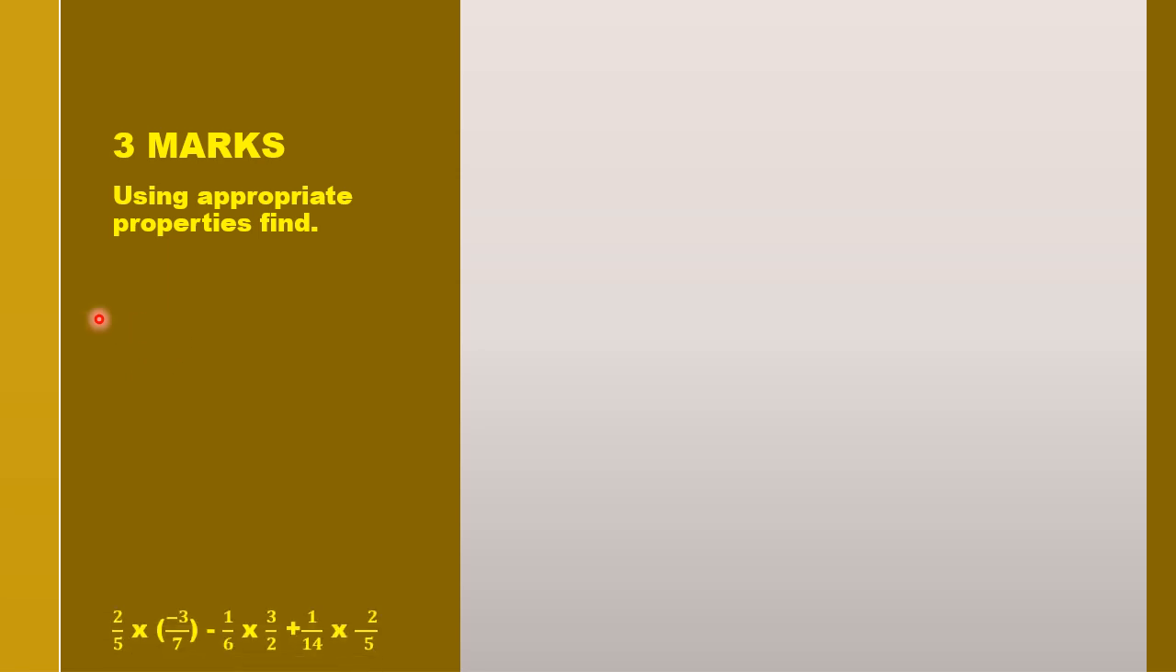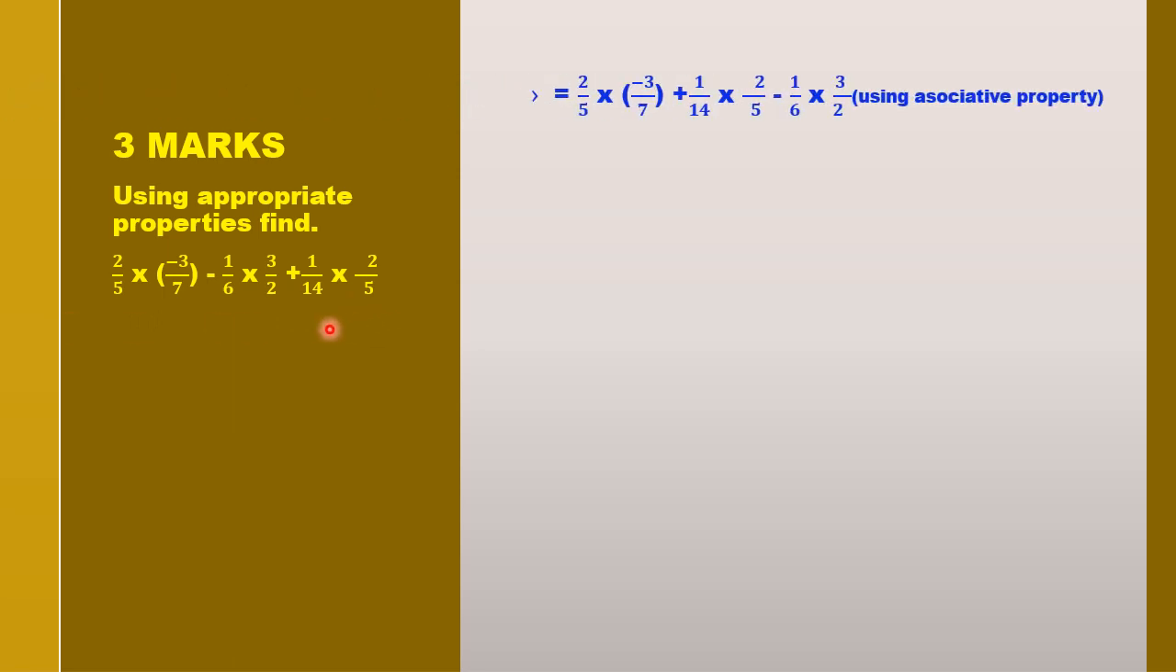Again, we are going to take a cluster of rational numbers along with their operations and we are going to use appropriate properties to find the value of these rational numbers along with their operations. Here you can see that 2 by 5 is in the repetitive mode. So we have to shift this 2 by 5 into 1 upon 14 in the front, as you can see over here. And we will shift minus 1 by 6 into 3 by 2 to the last. This shifting is called using associative property.